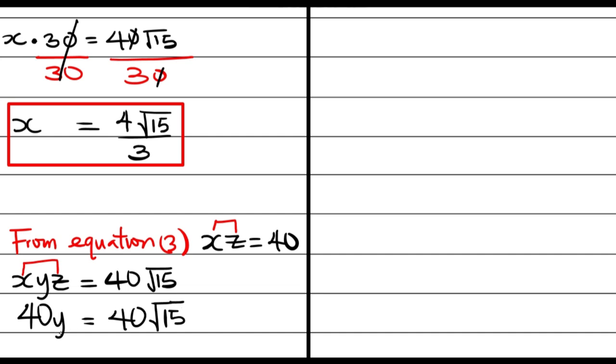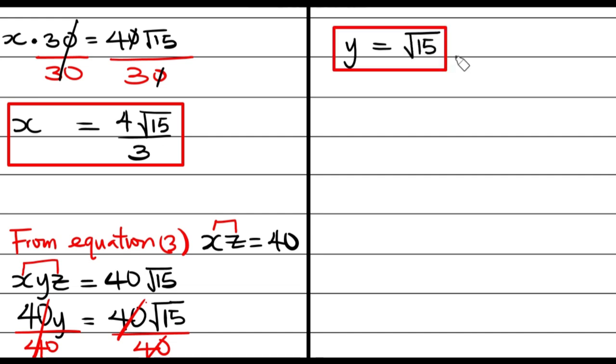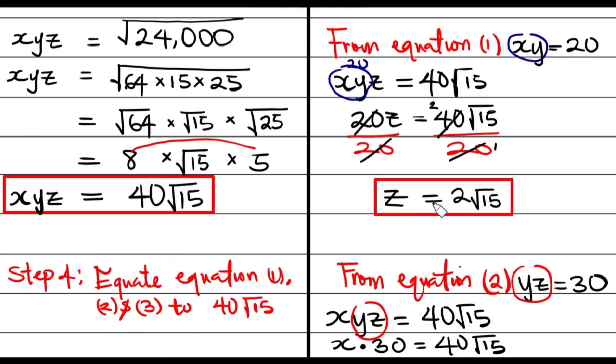In order to get the value of my y here, I'm going to divide both sides by the same 40. This 40 over 40 is gone, and at the same time, 40 over 40 here is also gone. So I have y equals root 15. That is the value of my y. And don't forget, this is the value of my x, and this is the value of my z.